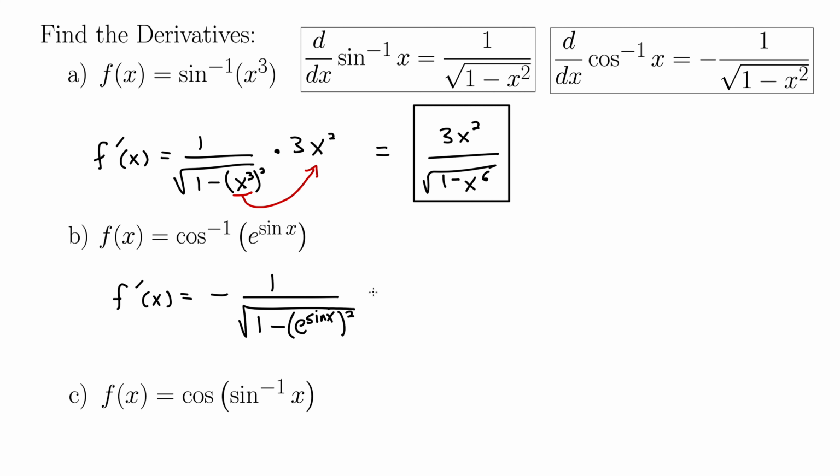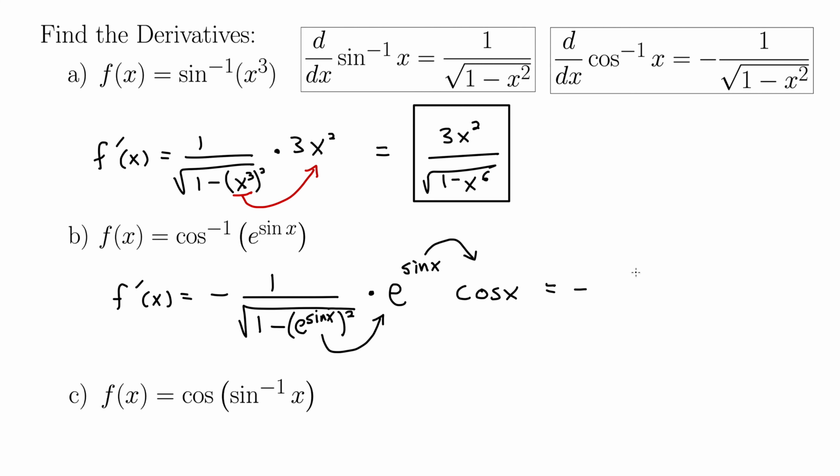Now we apply the chain rule, the derivative of this inside part here. Well, the derivative of e to the sine x is e to the sine x again, times now the derivative of this inside part, derivative of sine x is cos x. So what a wonderful application of the chain rule we have here. Let's clean this up just a little bit.